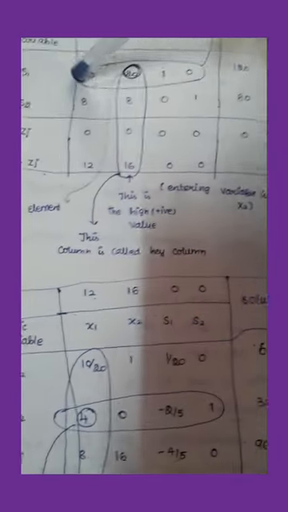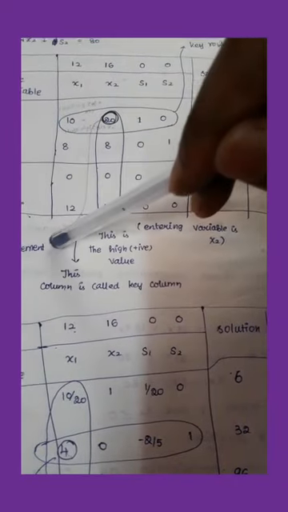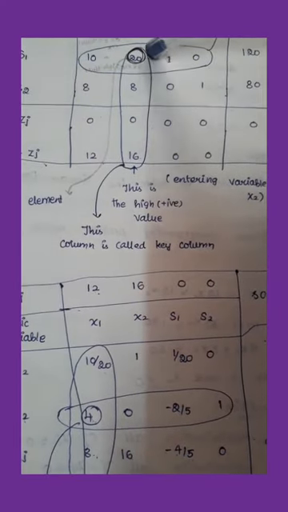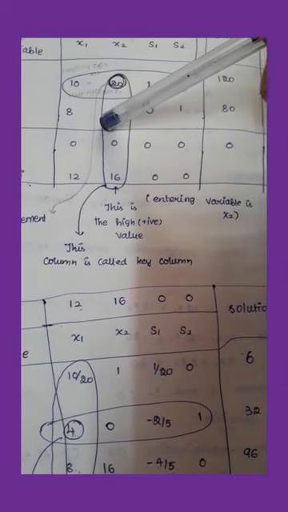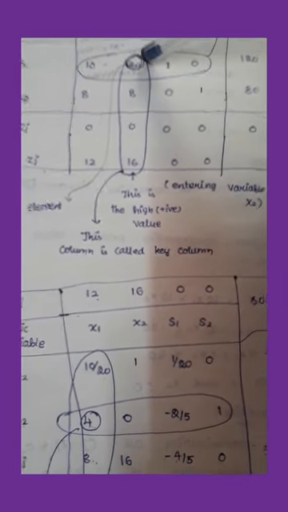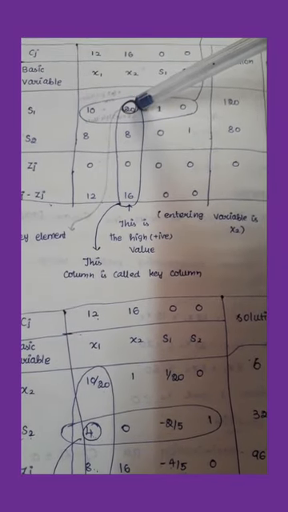So the leaving variable is s1. Then we should put a circle like this, and write this as your key row, and this should be your key column. In this key row and key column, which element is at the intersection? 20 is the element at the intersection, so this element is said to be the pivot element.